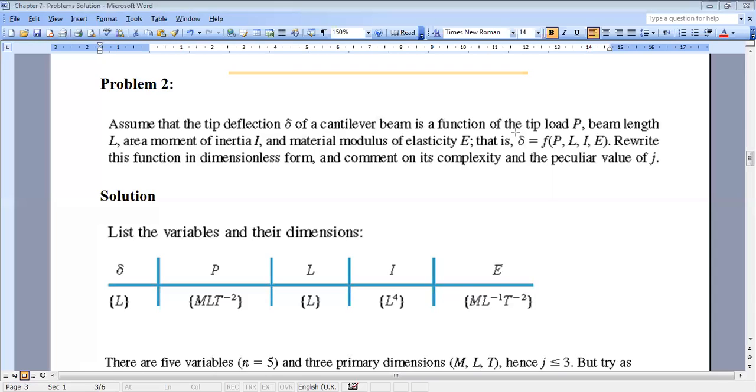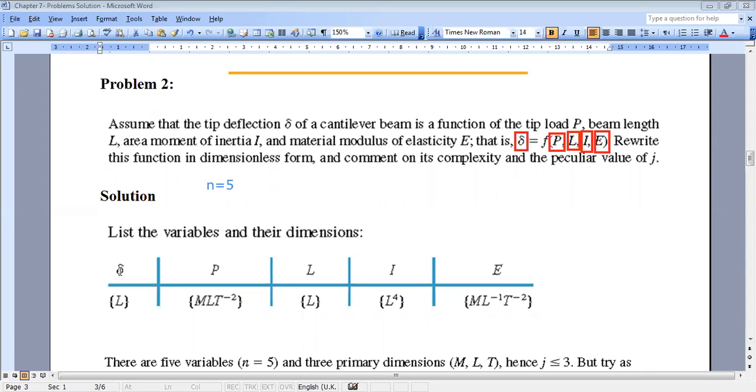I have delta, P, L, I, and E. So I have 5 variables, so n first is equal to 5. This is the first step. Second step, I put my variables in a table and I list their dimensions.